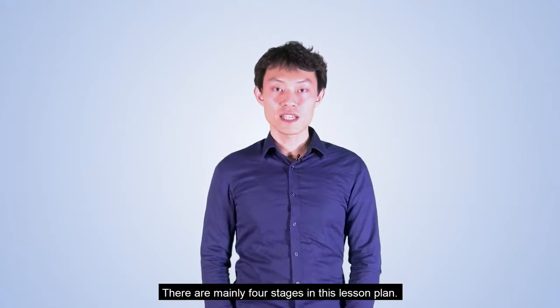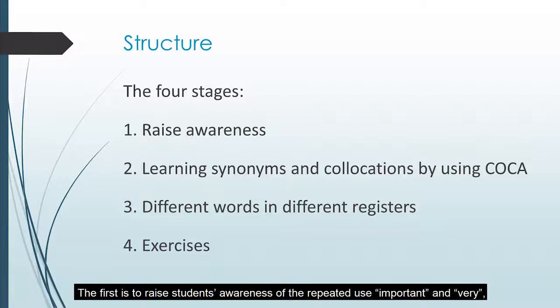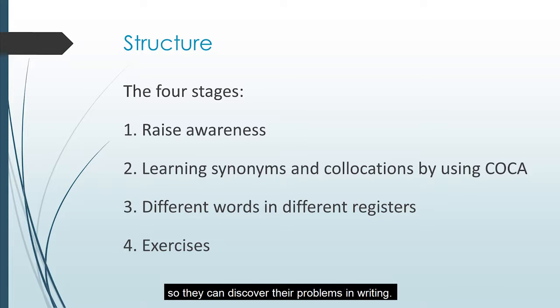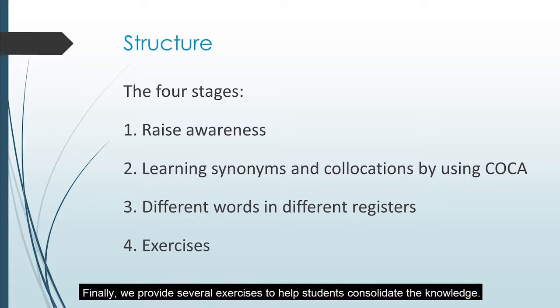There are 4 stages in this lesson plan. The first is to raise students' awareness of repeated use of important and very, so they can discover their problems in writing. Then we use EdUHK to learn how to find synonyms. After that, we briefly introduce the proper registers because some words are more suitable in speaking, while some are for writing. Finally, we provide several exercises to help students consolidate the knowledge.